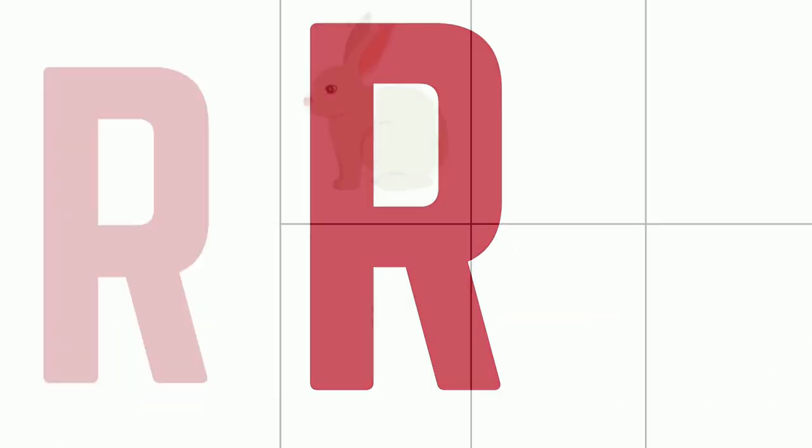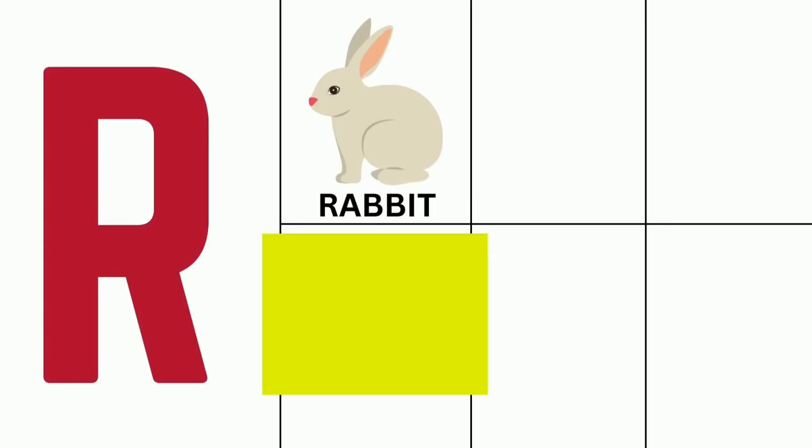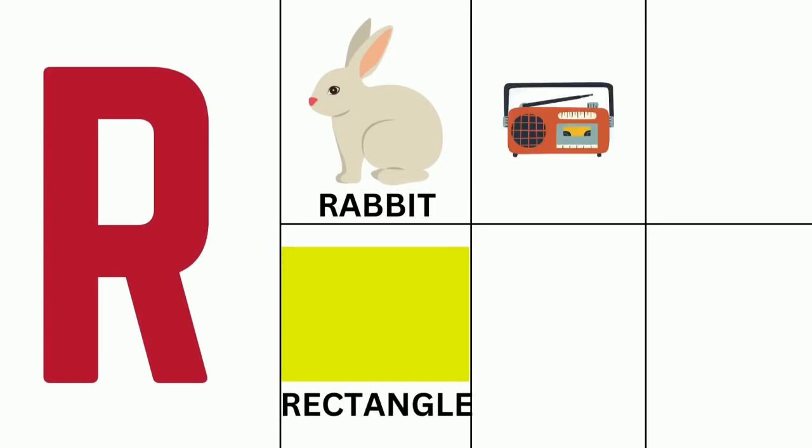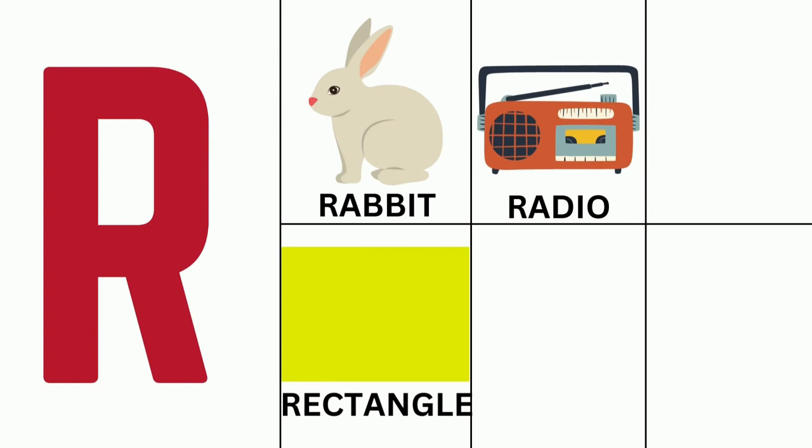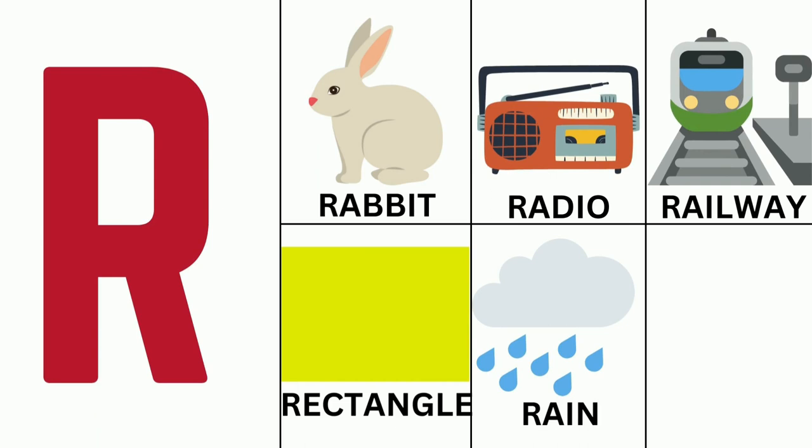R. Let's learn the words that start with R. R for rabbit. R for rectangle. R for radio. R for rain. R for railway.